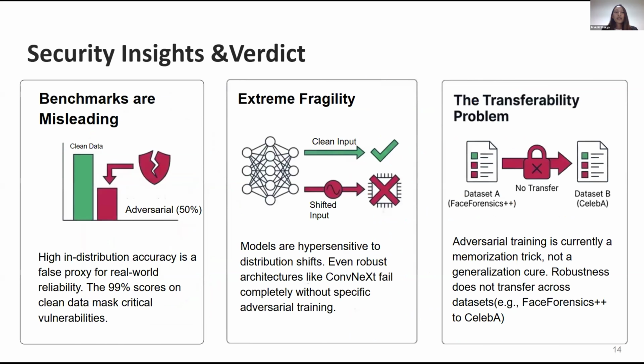Last, the main verdict is that the benchmark is misleading. The high in-distribution accuracy is a false proxy for real world reliability, and we see that the detectors are highly fragile when it comes to adversarial manipulation and distribution shifts. And transferability is still a problem. Adversarial training is not a cure, it's still just memorization.